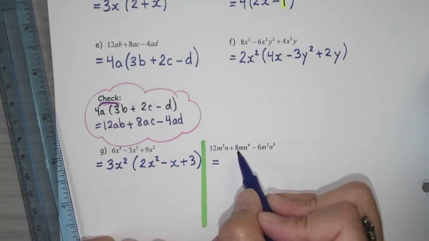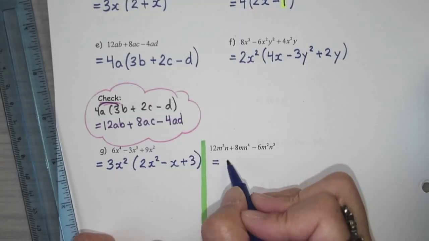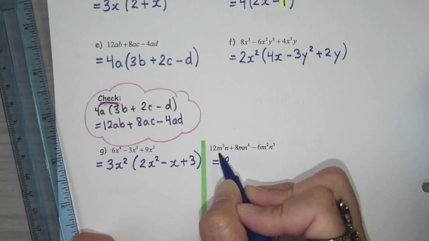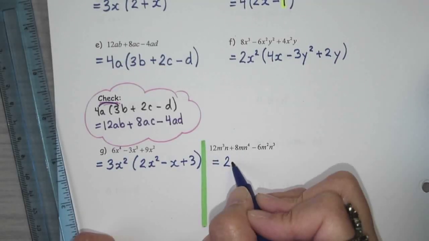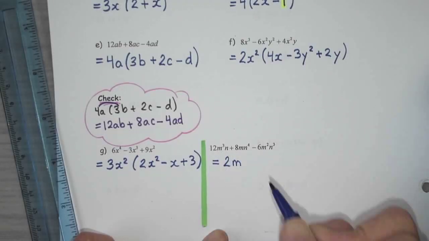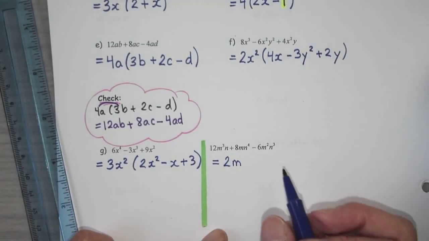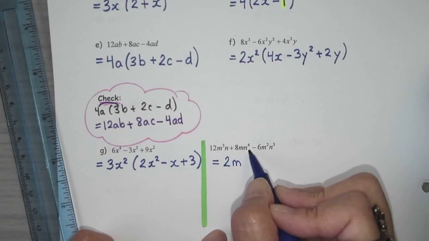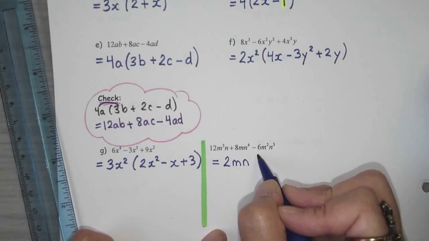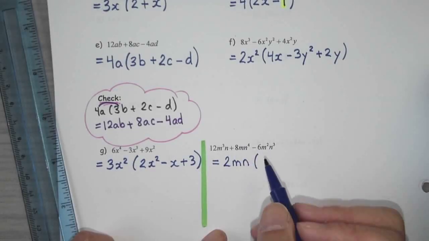Okay, so again, 12, 8, and negative 6. So I know I can take out a 2. 2 is common. So 12, 8, and 6. M, I have 3, 1, and 2. So the most I can take out is 1 from all of them. Right? You want it to be the same for all. N, I have 1, 4, and 3. So I'll take out 1. And then let's write what's left over. And there should be 3 terms left over.